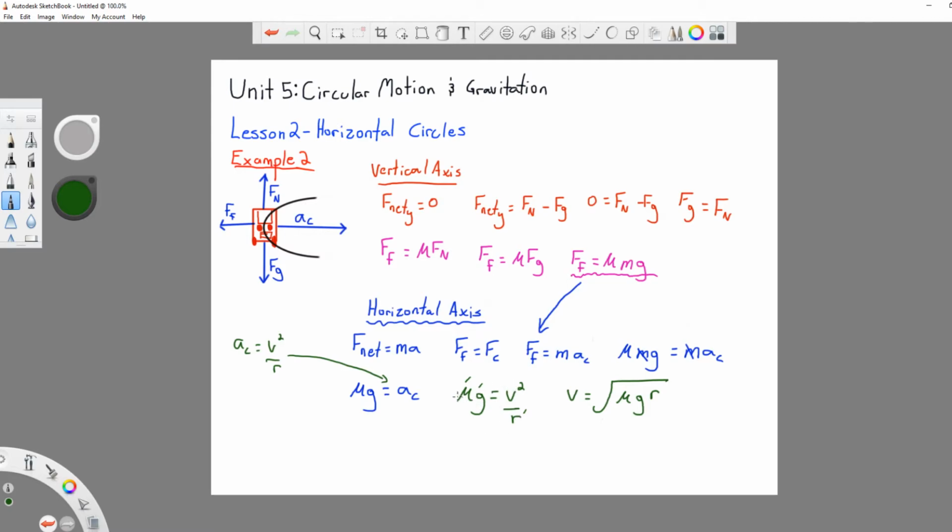All right, because we multiply this up, square root it, and we should be almost at our answer and say that v is equal to the square root of 0.5 times 9.81 times our radius of 100 meters. Okay, and it gives us a final velocity of 22 meters per second.